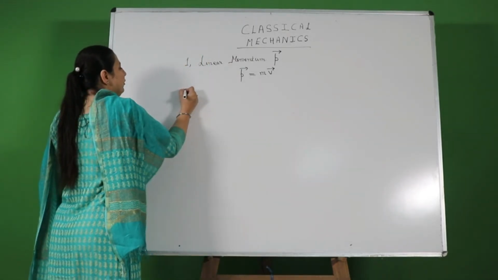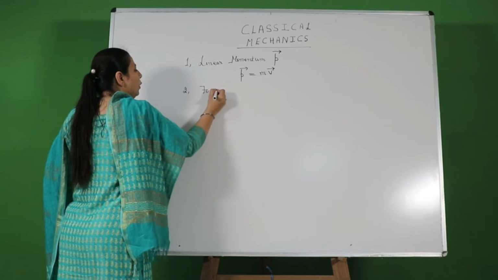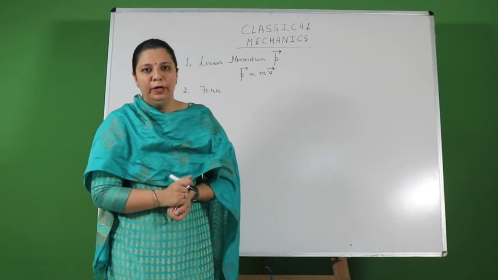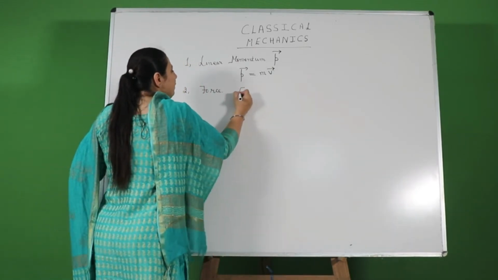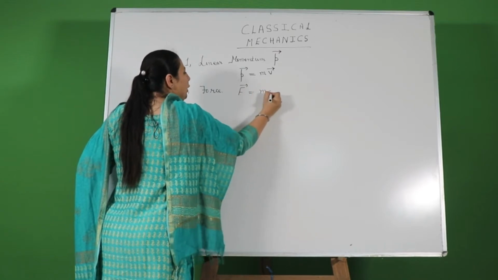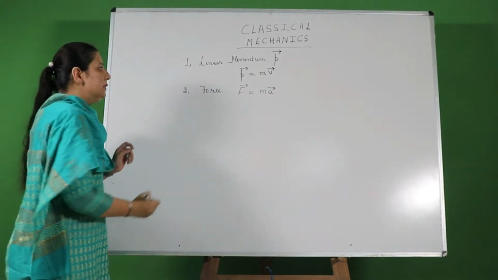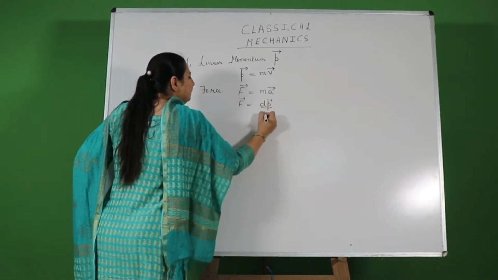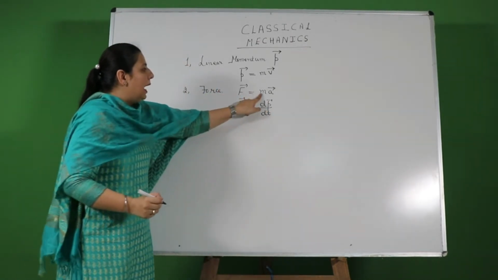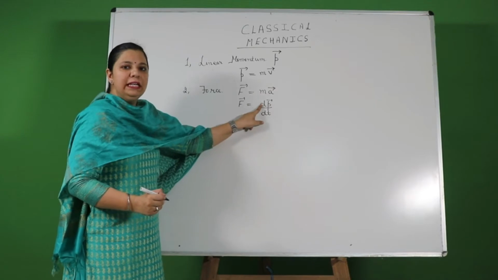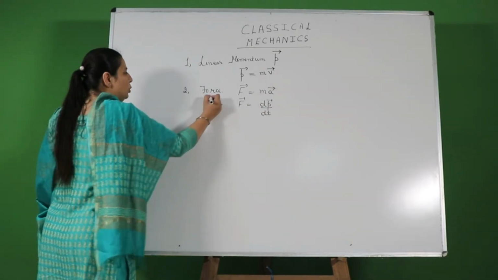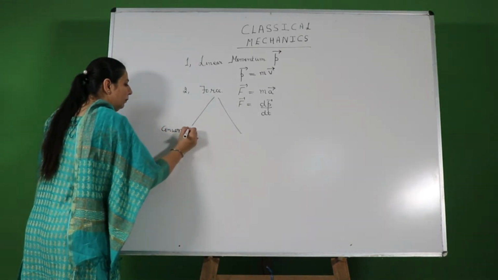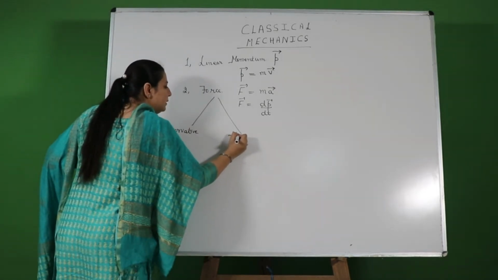Next quantity which is of our interest is force. What is force? Force is basically a push or pull which is responsible for the motion of the body. So you all know that force is given as mass into acceleration, or from Newton's second law, force is given as rate of change of linear momentum. So F is either mass into acceleration or F is dP by dt. Now force is of two types. First is conservative force and the other one is non-conservative force.